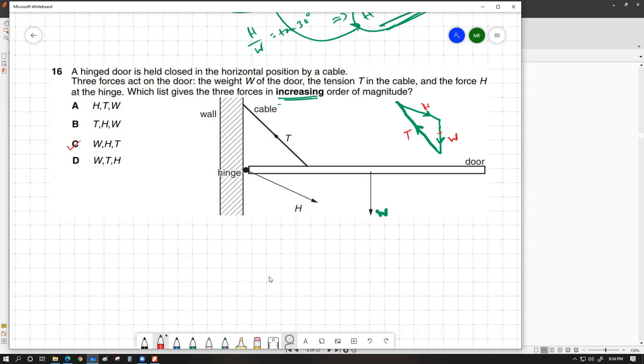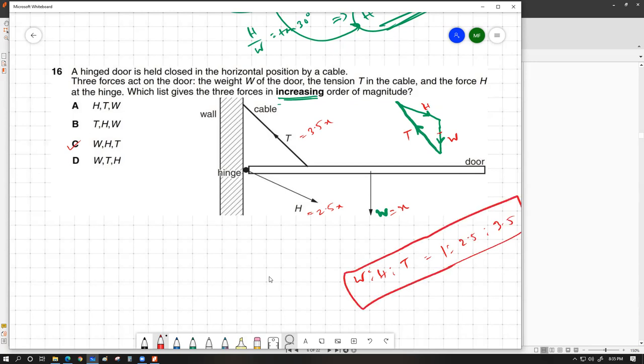The diagram that I've drawn over here might as well be the correct figure. For example, let's say this W force is considered to be X, this T is about 3.5X, and this is 2.5X. I'm just showing you a possible ratio, that the ratio of W to H to T is 1 to 2.5 to 3.5. This ratio can be maintained in your angle-based diagram no matter what. If you keep your alignments true, you're going to get the same ratio-based triangle. So your bigger side will always represent the bigger side, the smaller side the smaller side, and vice versa. Does that answer your question?